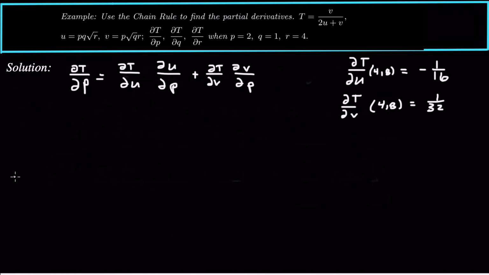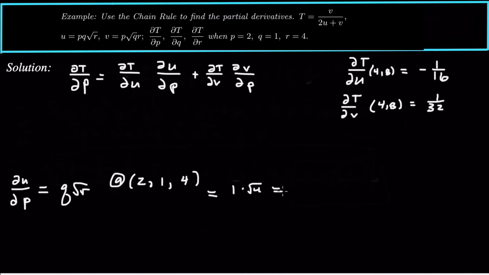So partial u, partial p: just differentiate this function u with respect to p. We just get q times square root of r. Evaluate that at the points p equals 2, q equals 1, r equals 4, and that'll give us 1 times square root of 4, which is 2. So this number is going to be 2. All right, so that's our first piece on these partial derivatives that we need.